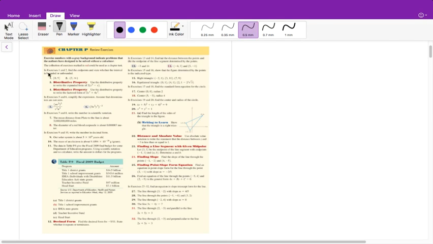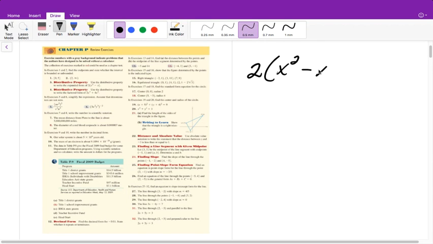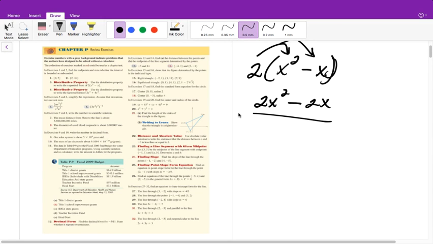All right, so for the third problem, it says find, using the distributive property, write the expanded form. So all we're doing here is we are multiplying the 2 in. So we will distribute the 2 in. So it'll be 2 times x squared, which is 2x squared, and 2 times x, which is minus 2x. So that would be the expanded form.